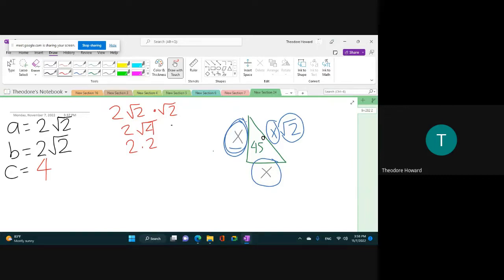So if I was to draw a triangle, 2 square root 2, 2 square root 2, and C would be 4. Better? Take a picture if you need to. I'm almost done writing. After that, because we've got 15 minutes left, we're going to do the 30-60. I need you guys to really catch on to what's happening here.